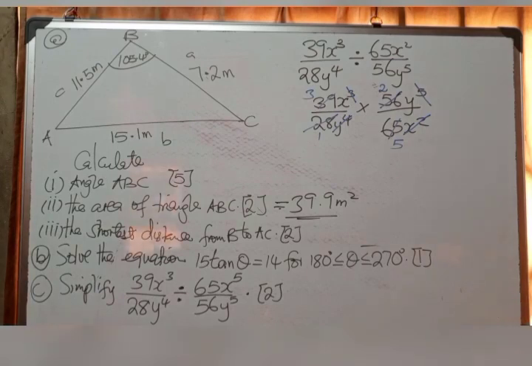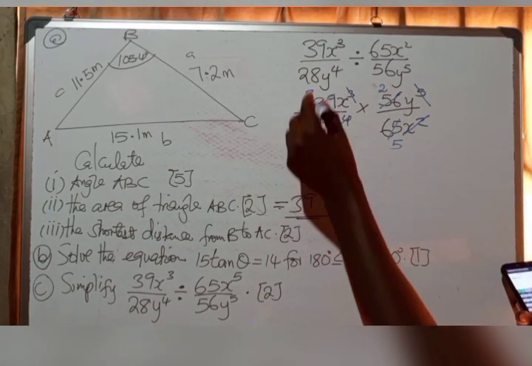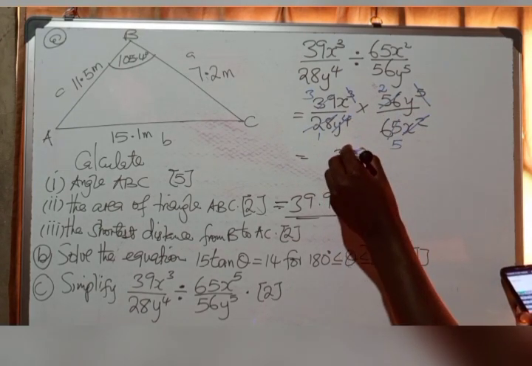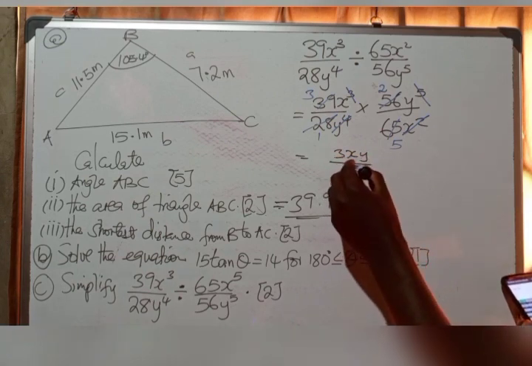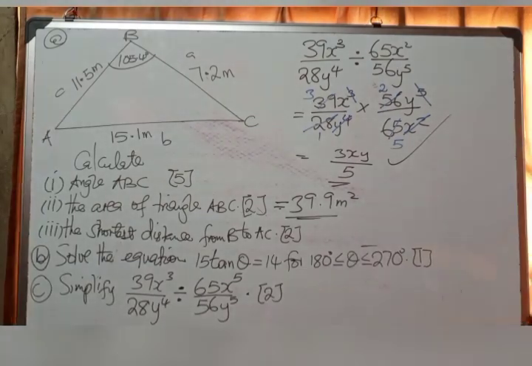So now our answer will be 3x times y, so it will be 3x and y over 5. We have over 5. So this is the way we simplify it. Once you do that, you get your answers correct. They were 12 marks correct.